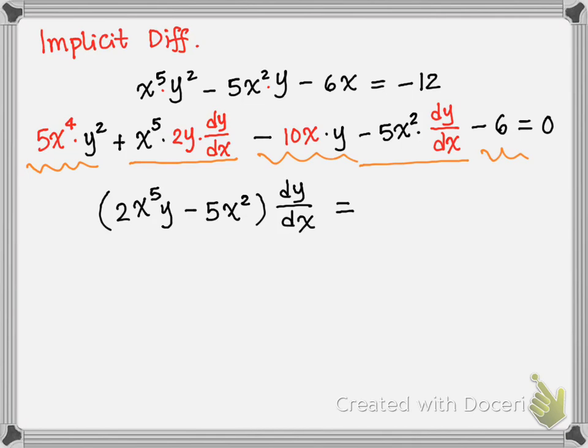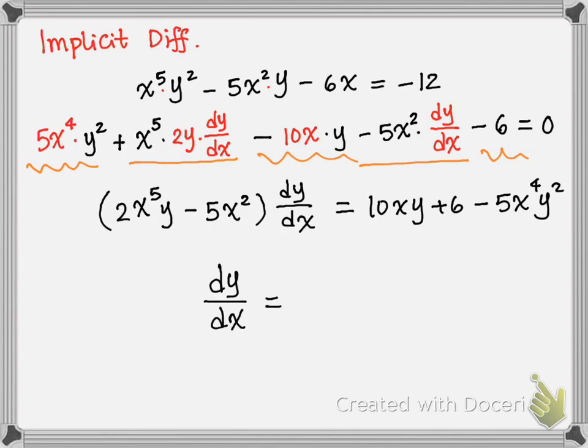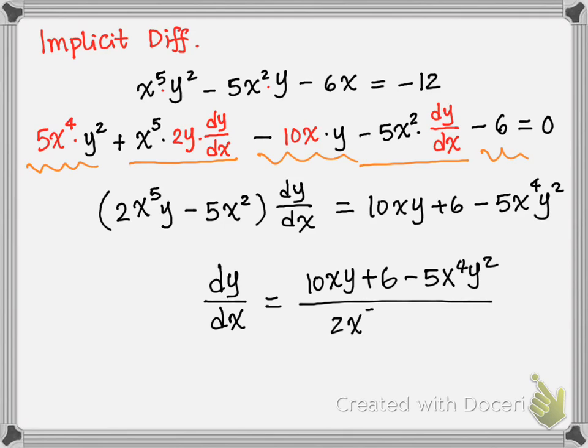So that will equal 10xy plus 6 minus 5x to the fourth power y squared. Then you solve for dy over dx by dividing both sides by its coefficient. So 10xy plus 6 minus 5x to the fourth y squared, divided by 2x to the fifth power y minus 5x squared, and that's it.